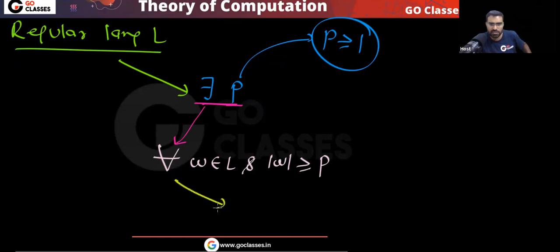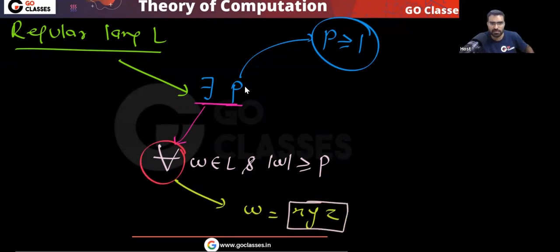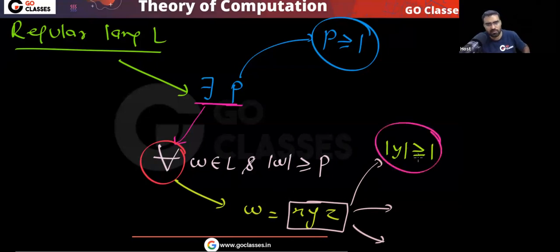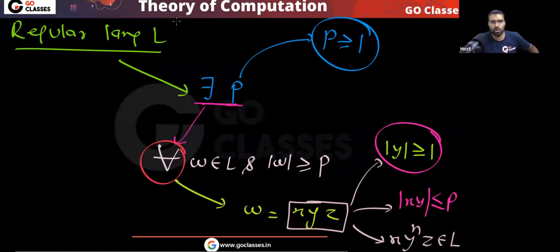Every such W can be broken, can be written as XYZ. What are the properties of this XYZ? The length of Y is definitely greater than or equal to 1; Y is non-empty. And this XY will be within the first P symbols. Agree? And also, I can repeat this Y any number of times, and the result will belong to L. This is your pumping lemma.